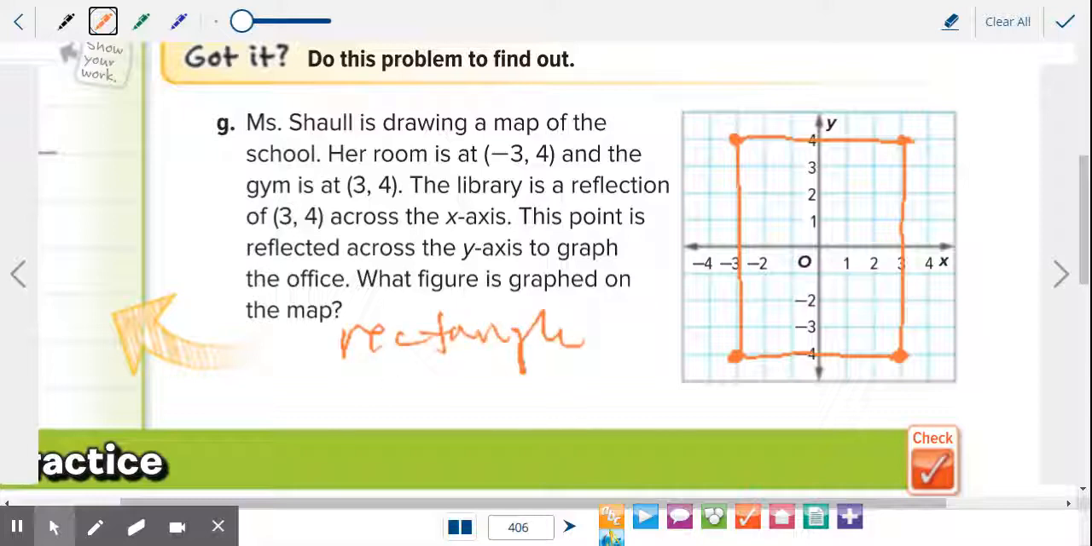All right. Any questions on this? Guys, graphing will never change. It's literally do the X, do the Y. The same thing over and over and over again.